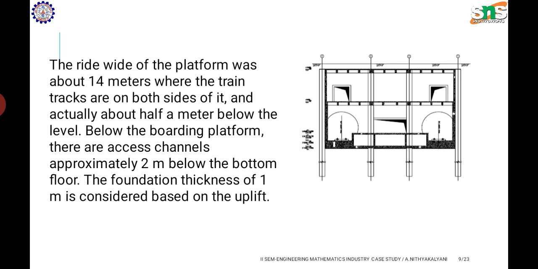The width of the platform was about 14 meters, where the train tracks are on both sides of it, and actually about half a meter below the level. Below the boarding platform, there are access channels approximately 2 meters below the bottom floor. The foundation thickness of 1 meter is considered based on the uplift.